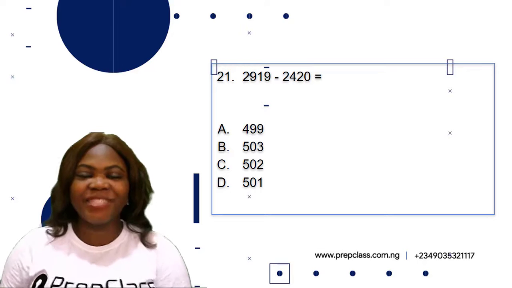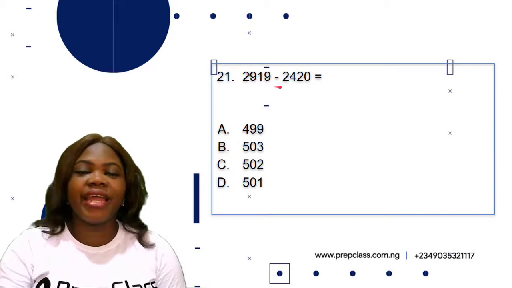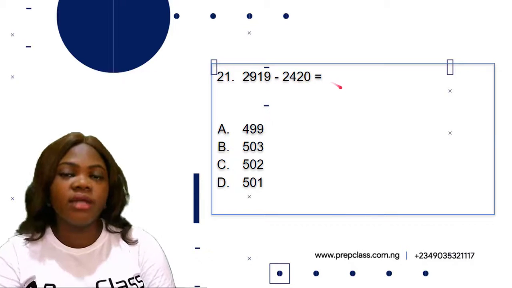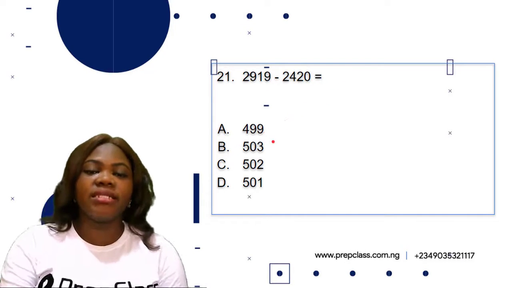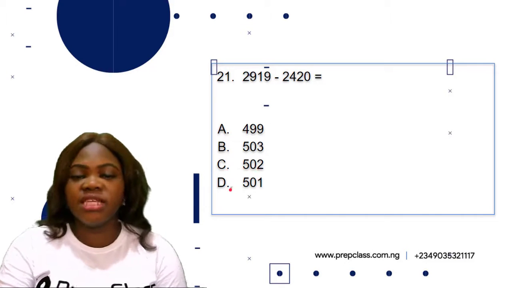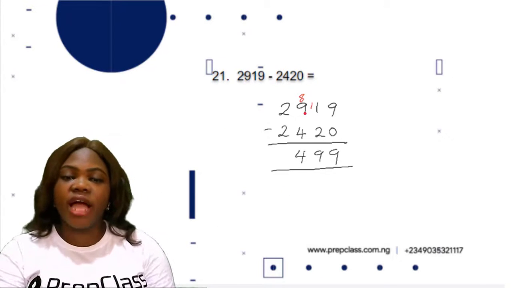Okay, so let's begin. Question 21. 2,919 minus 2,420 equals? A. 499, B. 503, C. 502, D. 501. So let's do that now. This is basic subtraction.